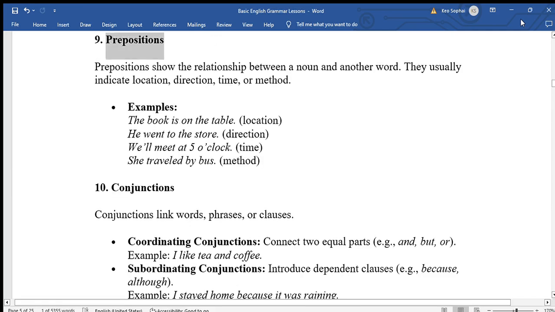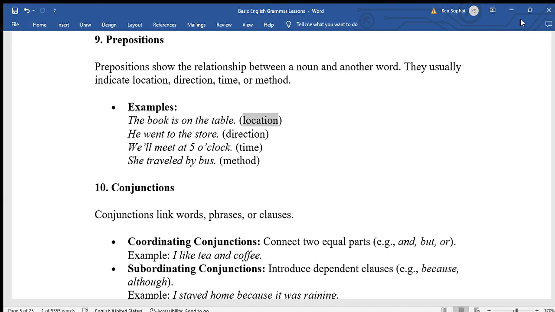9. Prepositions. Prepositions show the relationship between a noun and another word. They usually indicate location, direction, time, or method. Examples: the book is on the table.